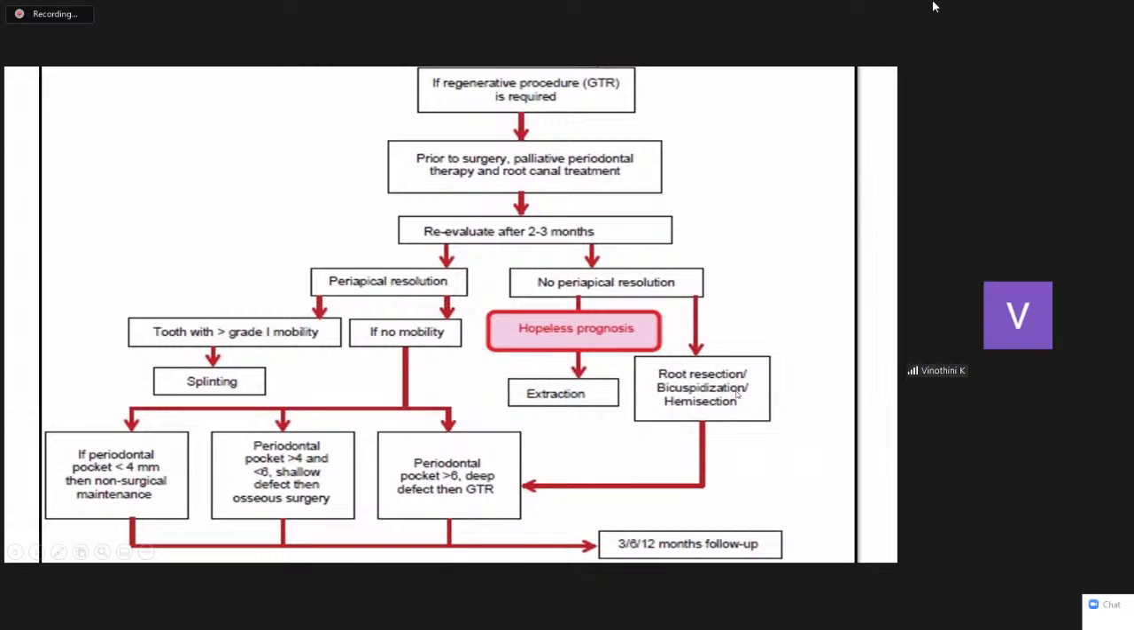And bicuspidization is where we cut the tooth into 2 halves and remove only the middle portion, and the distal and mesial portions are going to survive. That is bicuspidization.